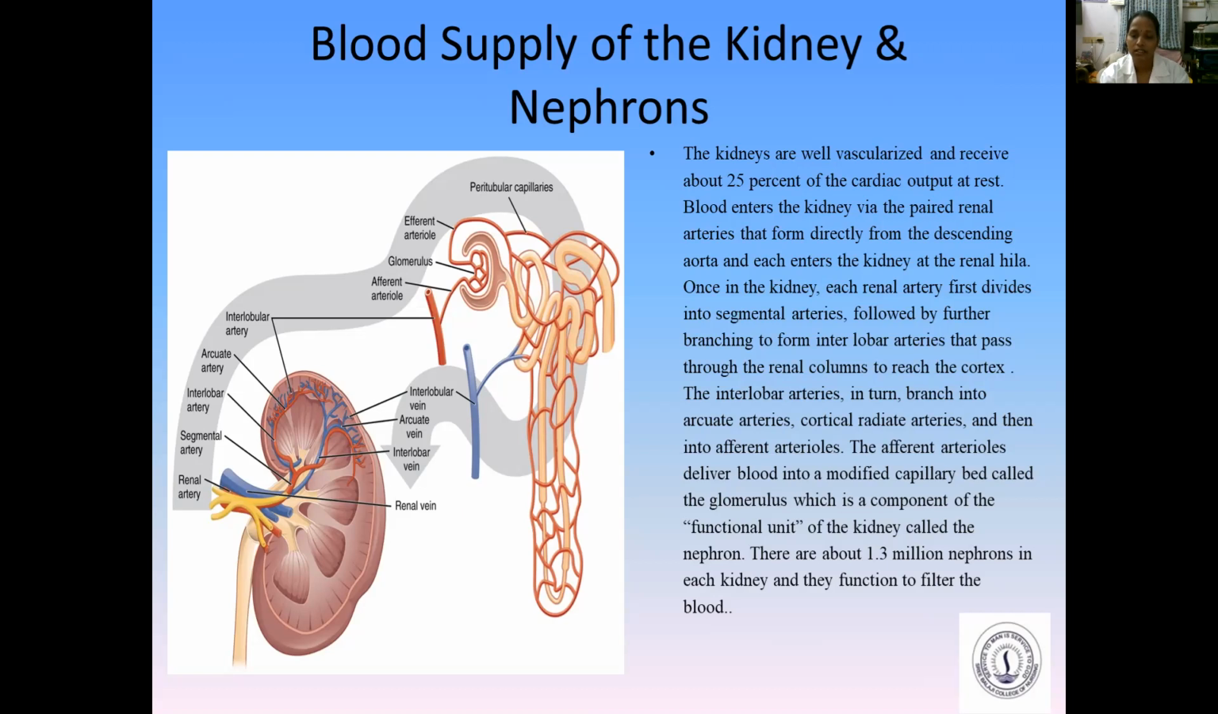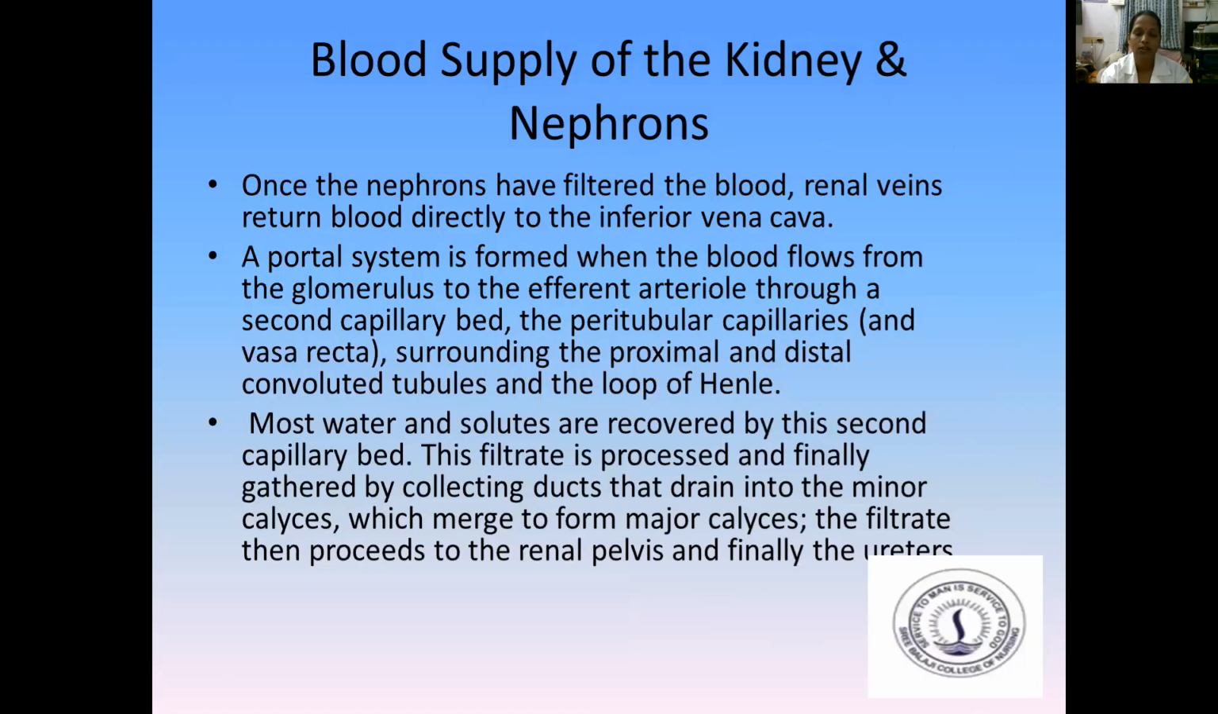So the afferent arterioles deliver blood into a modified capillary bed called the glomerulus, which is a component of the functional unit of the kidney called the nephron. There are about 1.3 million nephrons in each kidney, and they function to filter the blood. So once the nephrons have filtered the blood, the renal veins return the blood directly to the inferior vena cava.